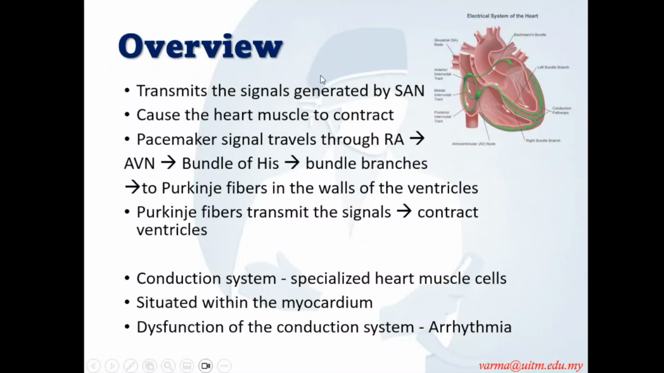Okay, overview. The conduction system transmits the signal generated by the SAN. The SAN is the signal generator. From the SAN, the signal goes through multiple conduction pathways to cause the heart muscle to contract. The SAN is the pacemaker, right? The signal travels through the right atrium and goes to the AVN, then the bundle of His, bundle branches, to the Purkinje fibers in the walls of the ventricle. Purkinje fibers transmit the signals and contract the ventricle.